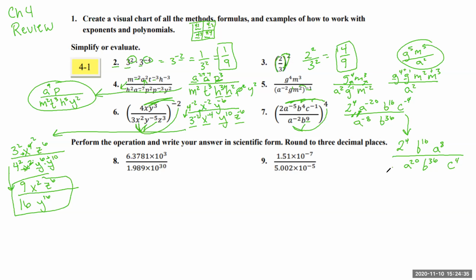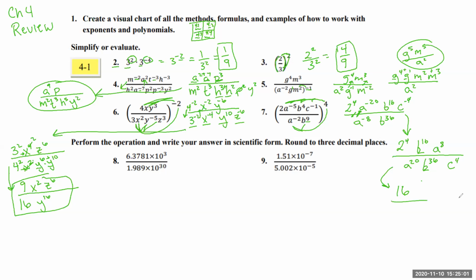Okay, so then if we want to simplify this further, 2 to the 4th can be reduced down to 16. Same basis here, we have b to the 16th and then b to the 36th. We do 16 minus 36, that's going to give us b to the 20th in the bottom. So hold on, let me erase this really fast.